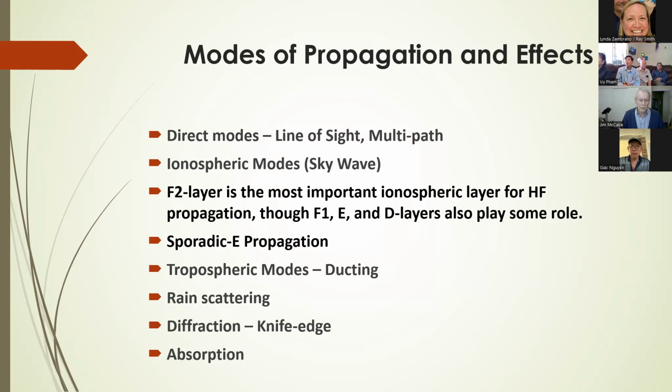Here's a lot of the specifics, and these are topics that are going to show up in various questions, and we'll talk a little bit more about some of them. And this is just the different ways that radio waves can be propagated, and also some of the effects on the waves. Direct modes, basically line of sight, and multipath. There's quite a few questions on multipath, and that's pretty interesting.